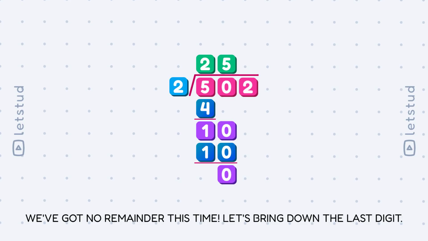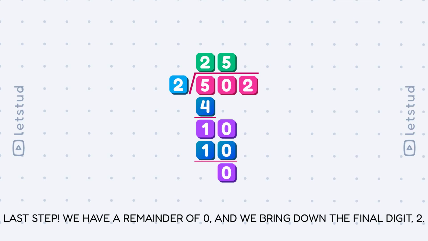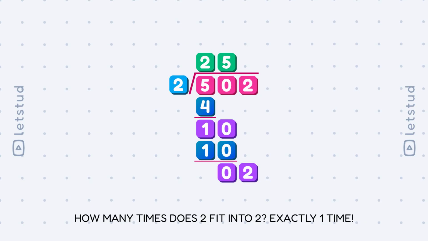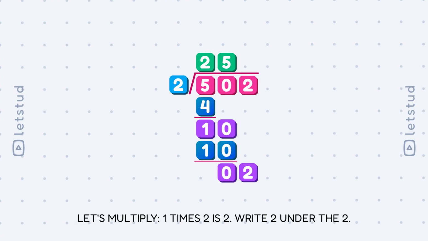Let's bring down the last digit. Last step, we have a remainder of 0, and we bring down the final digit 2. Now we have the number 2 to work with. How many times does 2 fit into 2? Exactly 1 time. Let's multiply.